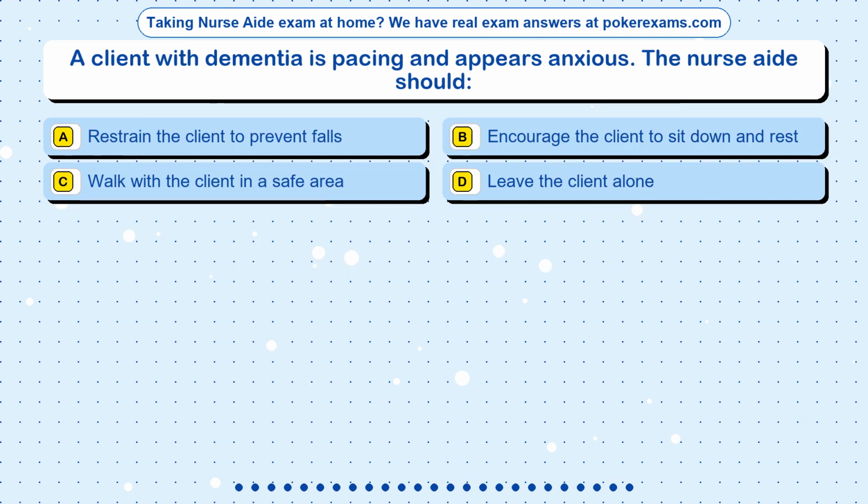Question 23. A client with dementia is pacing and appears anxious. The nurse aide should: Option A, restrain the client to prevent falls. Option B, encourage the client to sit down and rest. Option C, walk with the client in a safe area. Option D, leave the client alone.